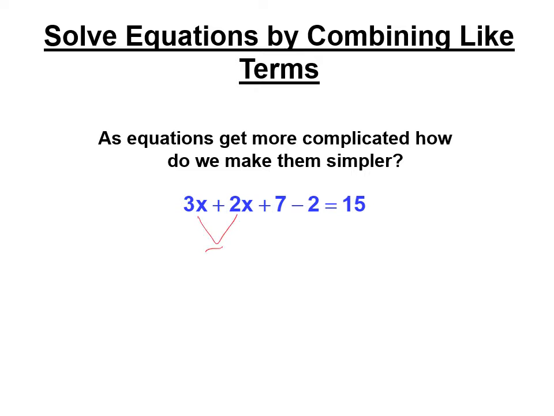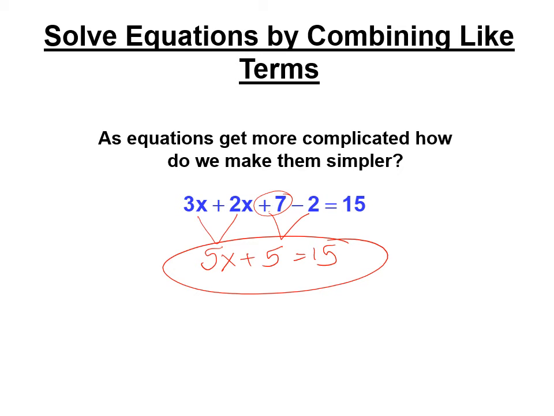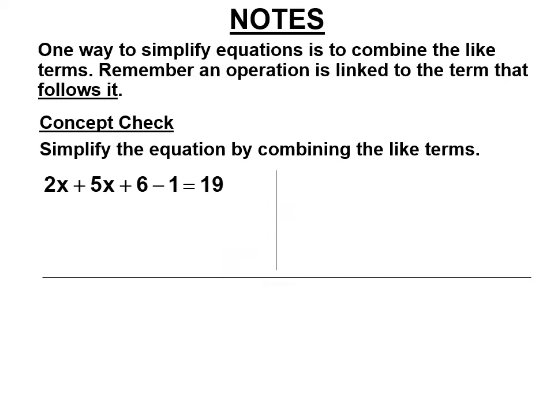You're going to do the exact same thing you did in the last lesson. You're going to combine the like terms. Positive 7 minus 2 is positive 5. And once I do that, look what I get. That's a two-step equation, right, from the last unit, unit 6. And we all can solve that, hopefully. All right, so we're going to simplify the equation. We're not going to solve it yet. We're just going to practice.